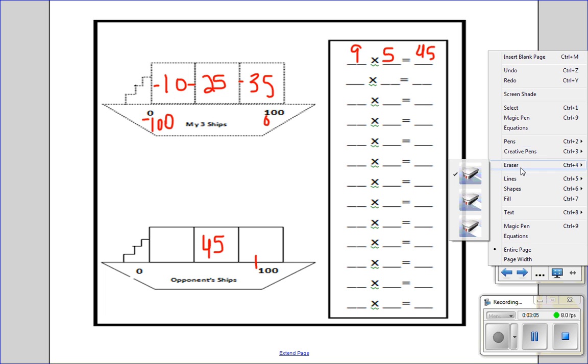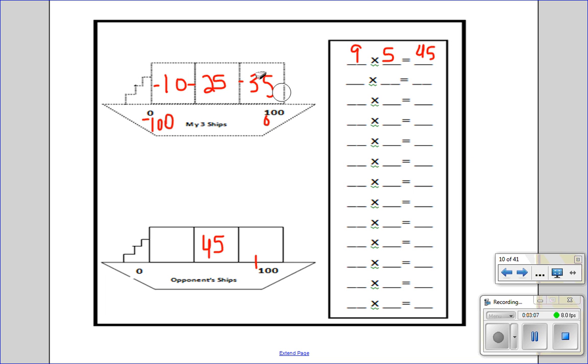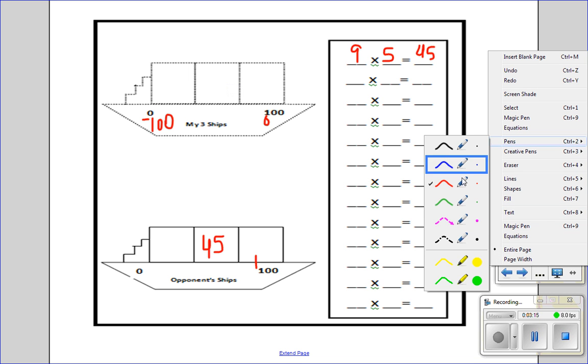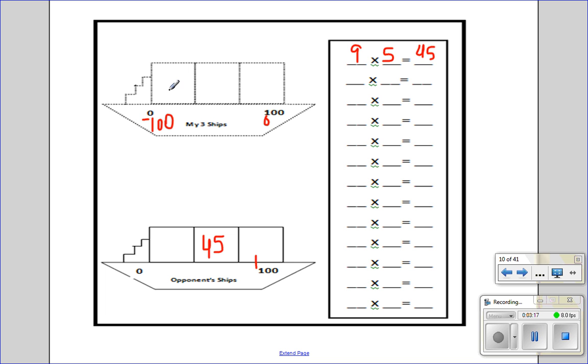So let me grab my eraser. Okay, if they were doing those numbers over here in the negative game that the 7th and 8th graders are playing, they would grab their pen, and what were the numbers? Negative 35 would be the smallest one. Negative 25, I think that's what I had, I don't remember. And then negative 10 goes over here. That's the only difference between 6th grade and then 7th and 8th grade.